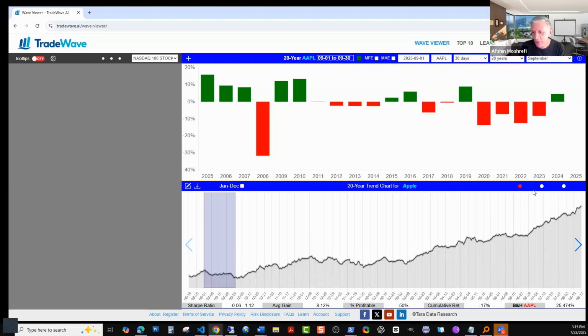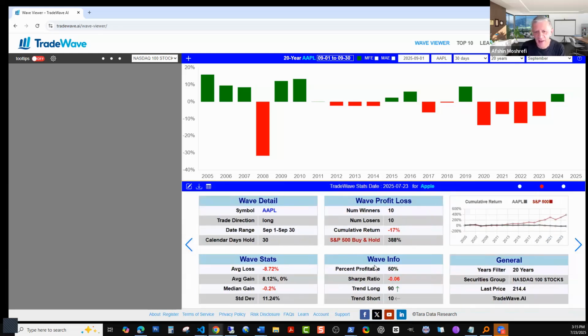But the bottom also has 3 possible charts. This middle one, which is the stats, wave stats, right here, gives you the detailed statistics. The average loss for all these years was minus 8.72%. The average gain of winning years was 8.12%. But if you average winning and losing years together, it was 0. It's probably slightly more than 0, but it actually probably was 0.